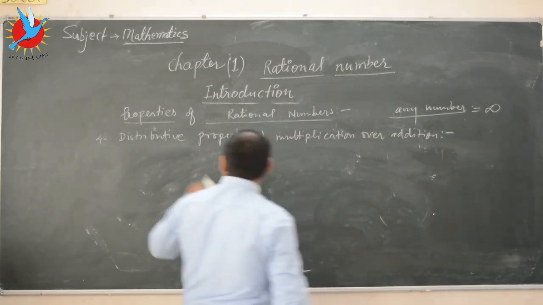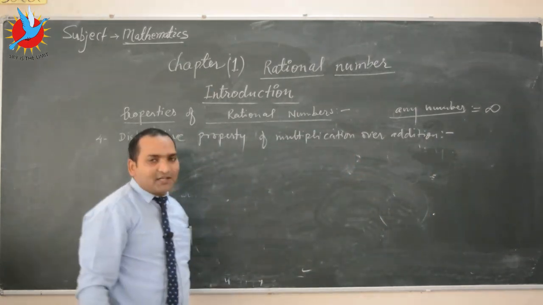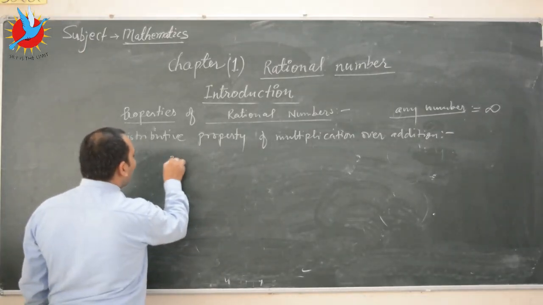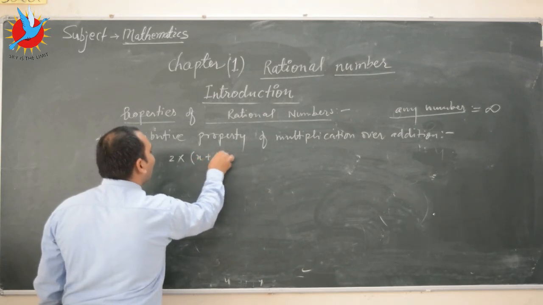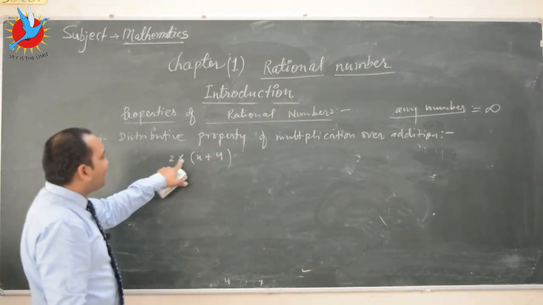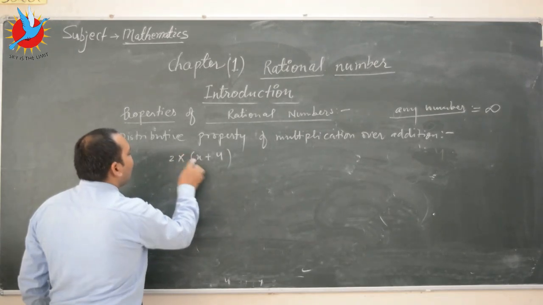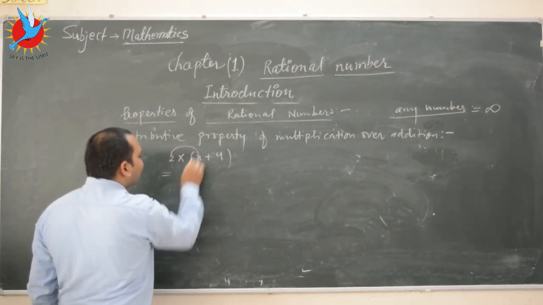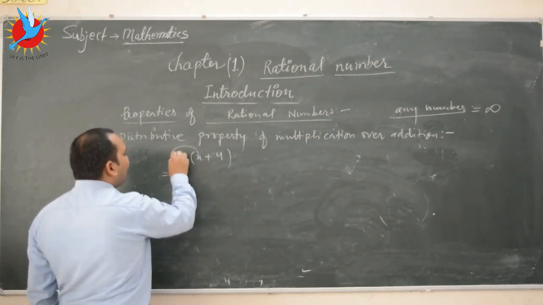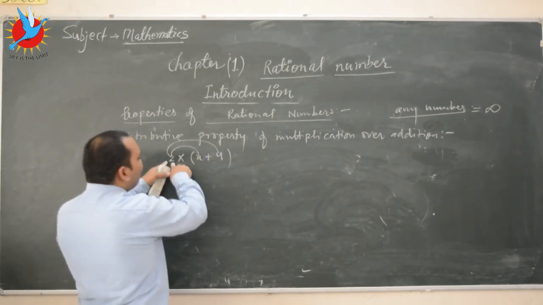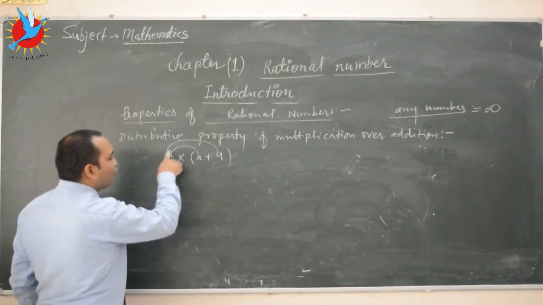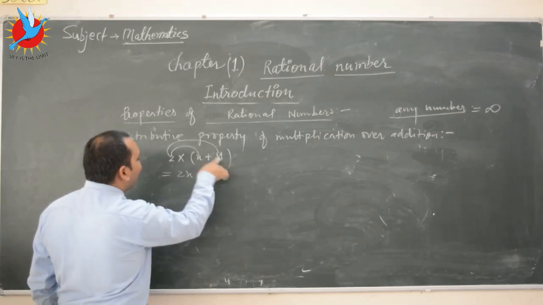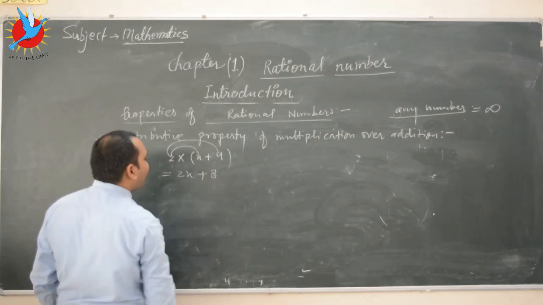So what is the distributive property of multiplication over addition? We take three numbers, consider 2 into (x plus 4). So here 2 is multiplied on x plus 4. First we multiply 2 into x, then plus sign, and then once again we multiply with the second term, that is 2 into 4. So 2 into x is 2x plus 2 into 4, which is 8.